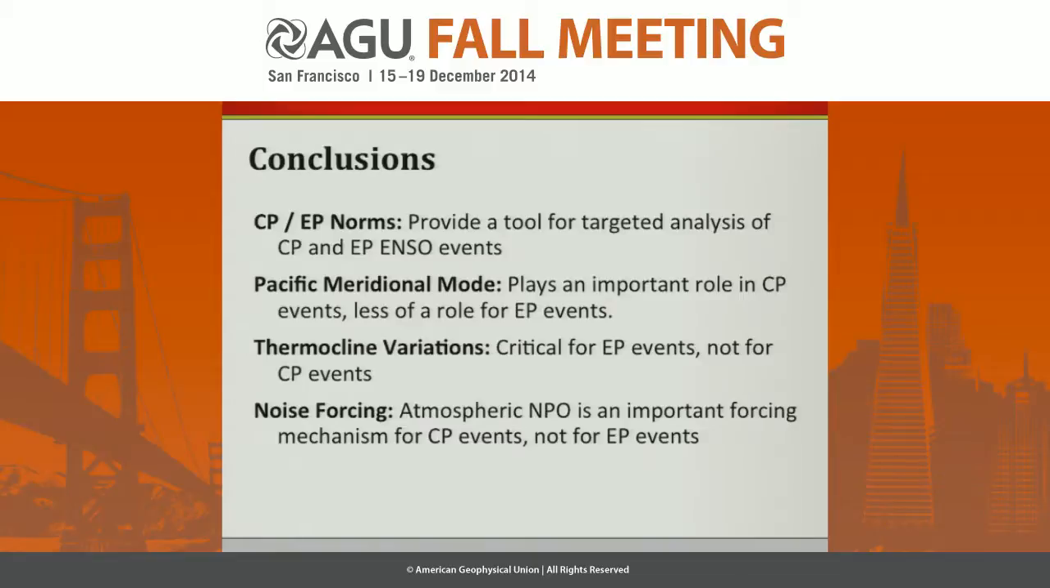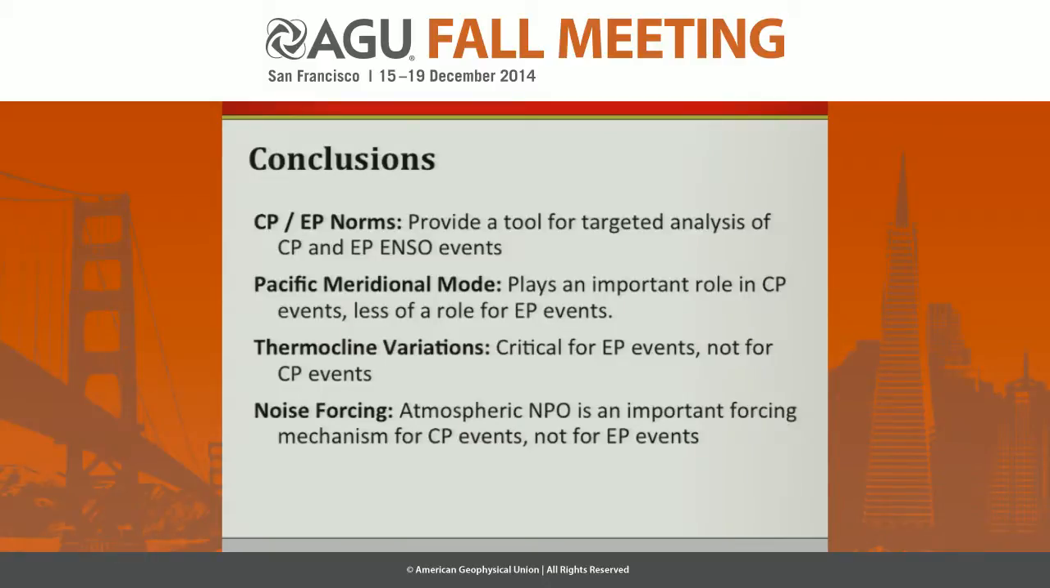So the conclusions here: the use of these norms provides a nice tool for targeting analysis of growth of these Central Pacific and East Pacific ENSO events. And the Pacific meridional mode is an important contributor to the Central Pacific events. It doesn't play much of a role for the East Pacific events.